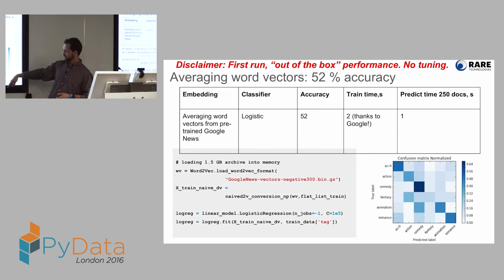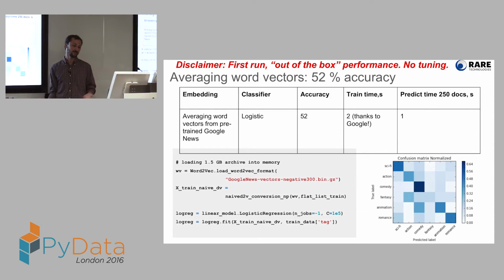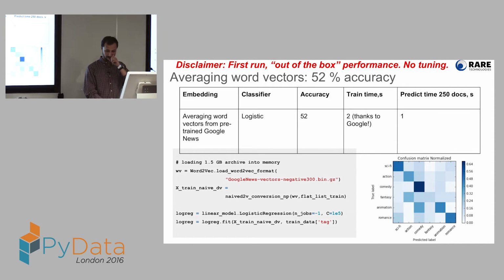This is my confusion matrix. You can see that sci-fi is okay, romance is okay, comedy is okay, but somehow it thinks that animation is also a comedy, which is not that good, really. The prediction time is very, very fast. It's just logistic regression, there's nothing special here.